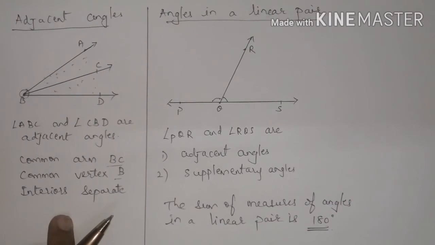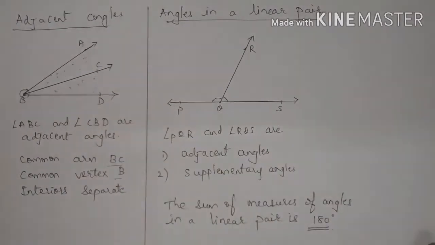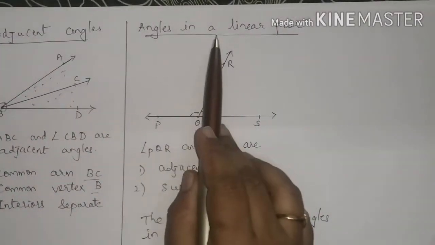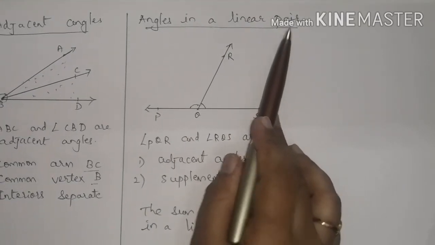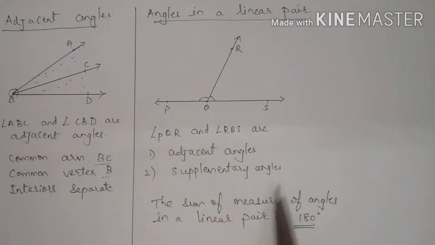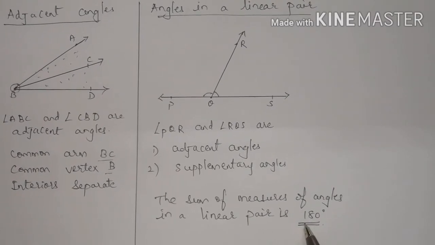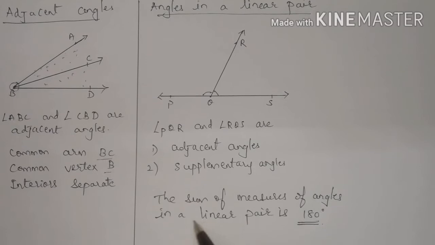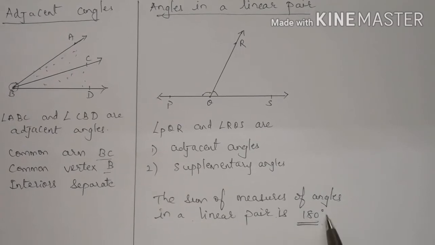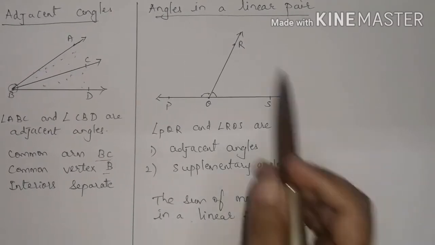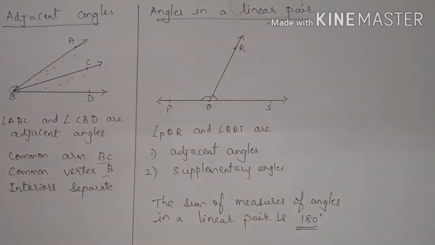Then that angles are called adjacent angles. We have seen this. Then in this we have to see one more thing: angles in a linear pair. Children, angles in a linear pair, their total is 180 degrees. Just remember this, it may come in your exam. The sum of measures of angles in a linear pair is how much? It is 180 degrees. But how to identify whether the angles are in a linear pair?